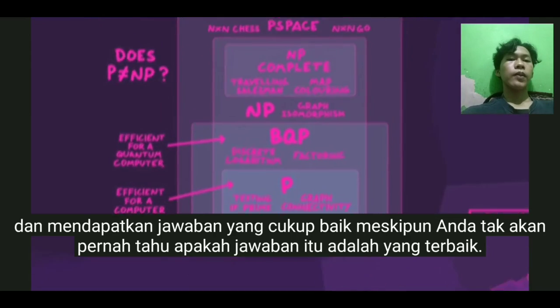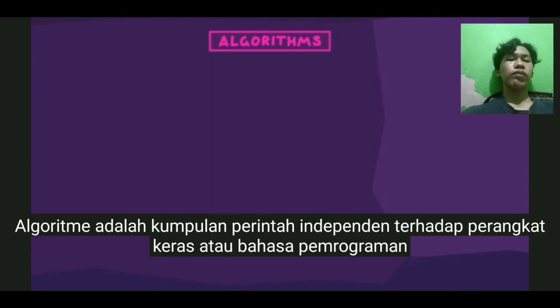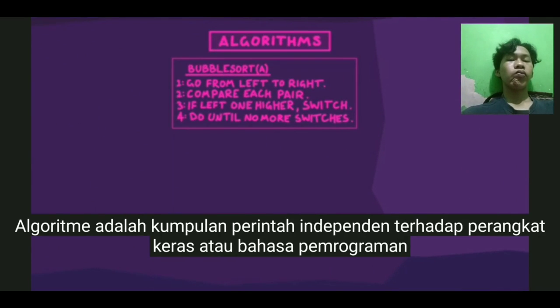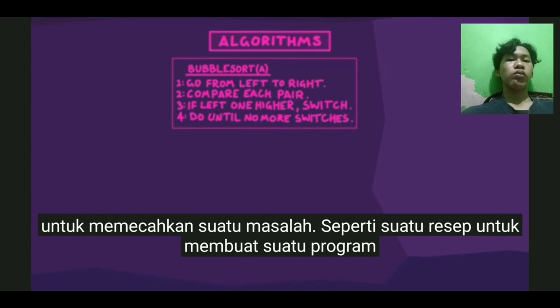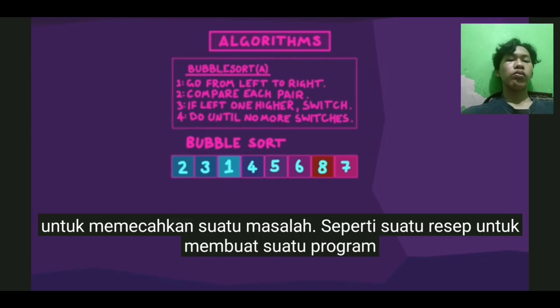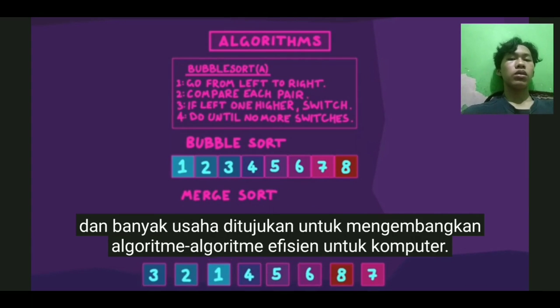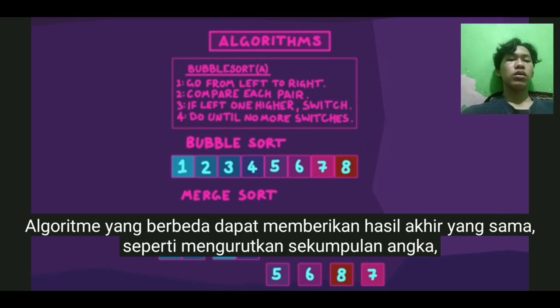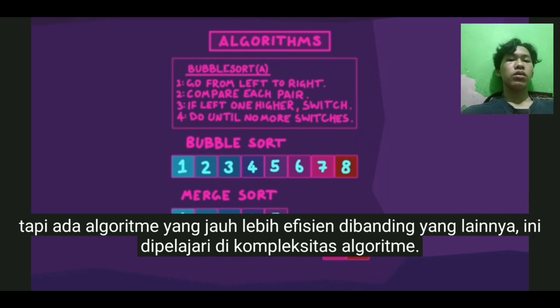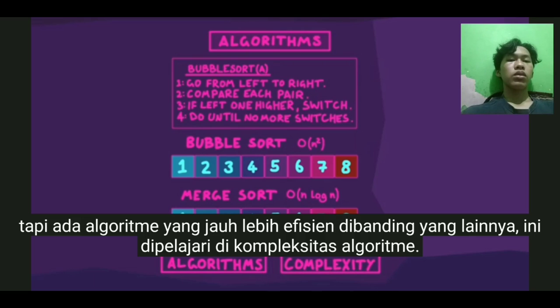An algorithm is a set of instructions independent of the hardware or programming language, designed to solve a particular problem. It's kind of like a recipe of how to build a program, and a lot of work is put into developing algorithms to get the best out of computers. Different algorithms can get to the same final result, like sorting a random set of numbers into order, but some algorithms are much more efficient than others. This is studied in algorithmic complexity.